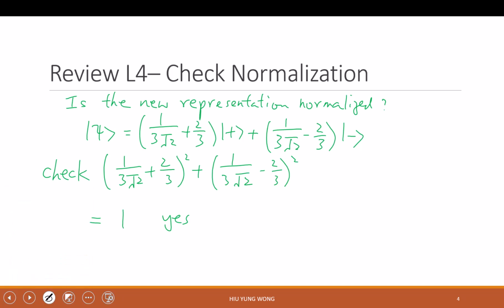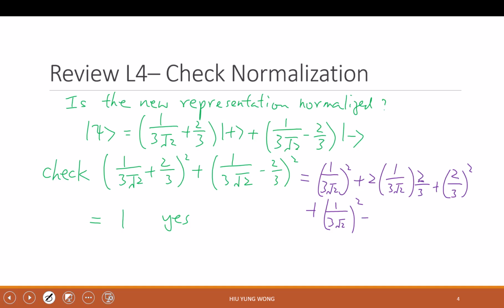Maybe I give you a hint, right? This equals 1/3 square root 2 squared plus 2 times 1/3 square root 2 times 2/3, plus 2/3 squared. That is the first term, right? Second term is minus. So you see that the first term is the same, but this is minus. And naturally, these two terms got canceled, because one is plus and one is minus. And then you do the calculation. You find that it is equal to 1.